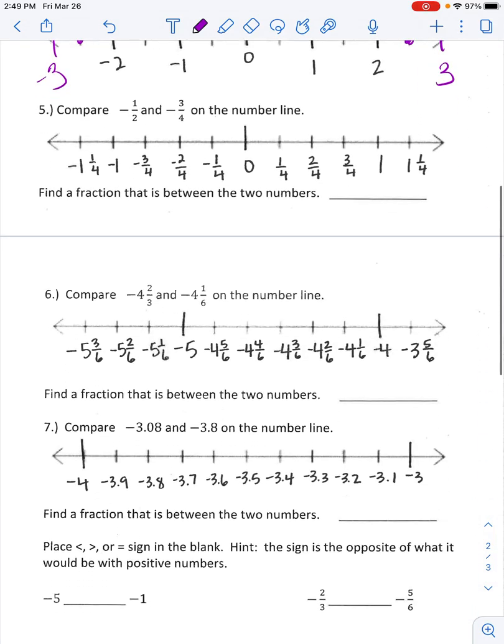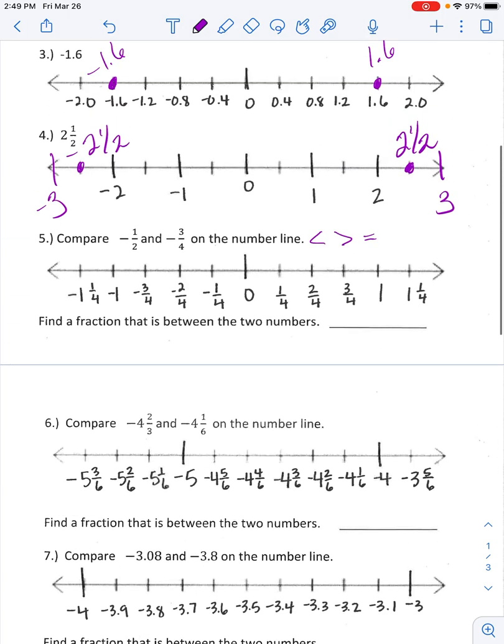Now we're going to start comparing. Again, when we compare, we use less than, greater than, equal to. So if I want to compare a -1/4 to a -3/4, this is much like the first section that we talked about. The number to the left is always less. So -3/4 is further to the left, so it is less.